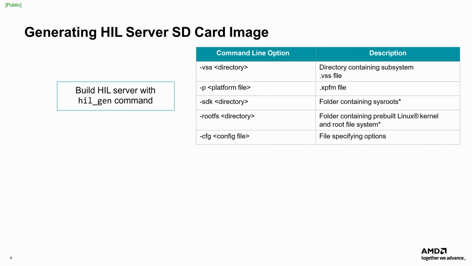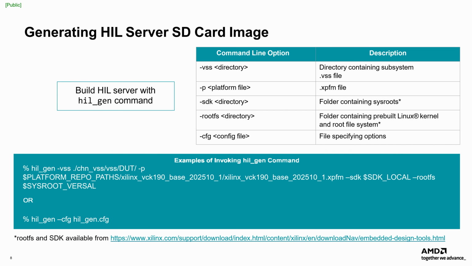This command requires several key arguments. The VSS argument specifies the directory containing the VSS build. It's important to note that this refers to the directory itself, not the .vss file. The P argument provides the path to the base hardware platform file, typically a .xpfm file. The SDK argument specifies the path to the SDK used for the build environment. The rootfs argument points to the pre-built Linux kernel and root file system for the target hardware platform.